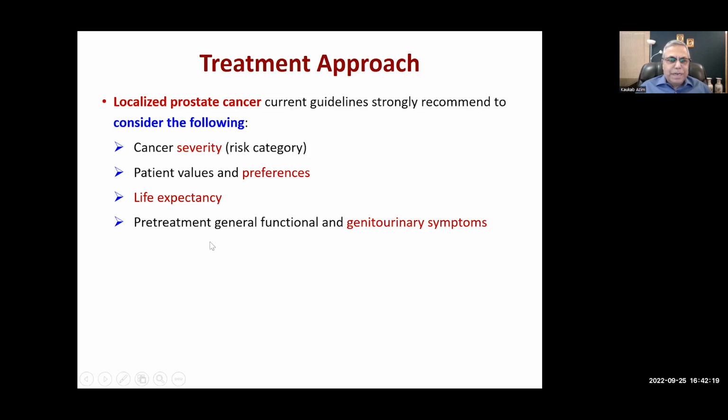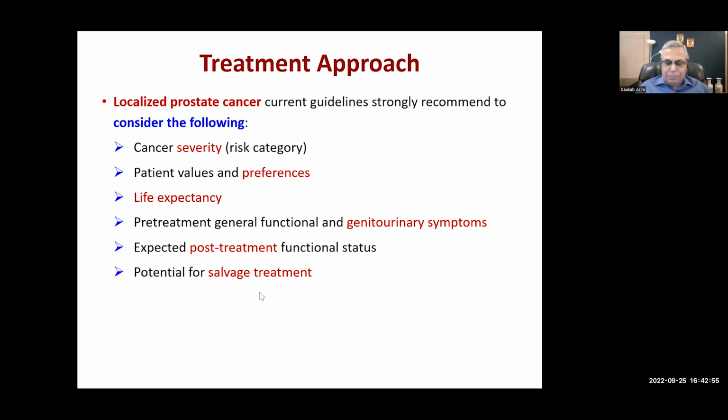Then we have pre-treatment general function and genitourinary symptoms. You get genitourinary symptoms when the cancer is in the transitional zone and it is obstructing the urine flow. It has invaded the urethra. General function is the general health of the patient. You have got the ECOG performance scale. If you remember from the previous lecture, you have the Karnofsky performance scale. Then post-treatment functional status, the physical health of the patient. Then salvage treatment and whether it has recurred.